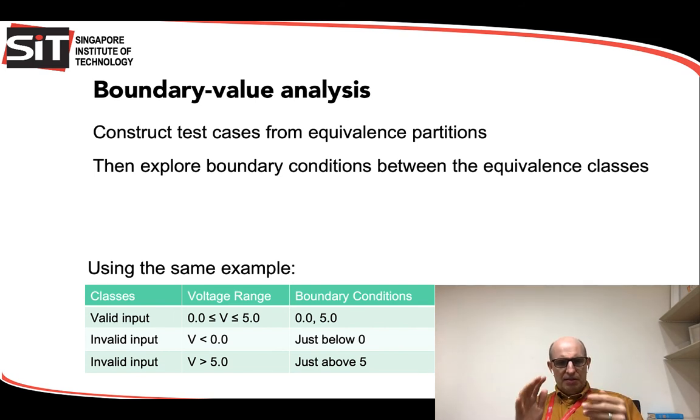So, for example, when we're testing the valid range in that example from the previous page, we don't just test some values between 0 and 5. We test the value of exactly 0 and exactly 5. And for the invalid ranges, we don't just test something above 5 or below 0. We test something which is just a little bit above 5 and something which is just a little bit below 0. That means our tests are just on the boundaries between these partitions.